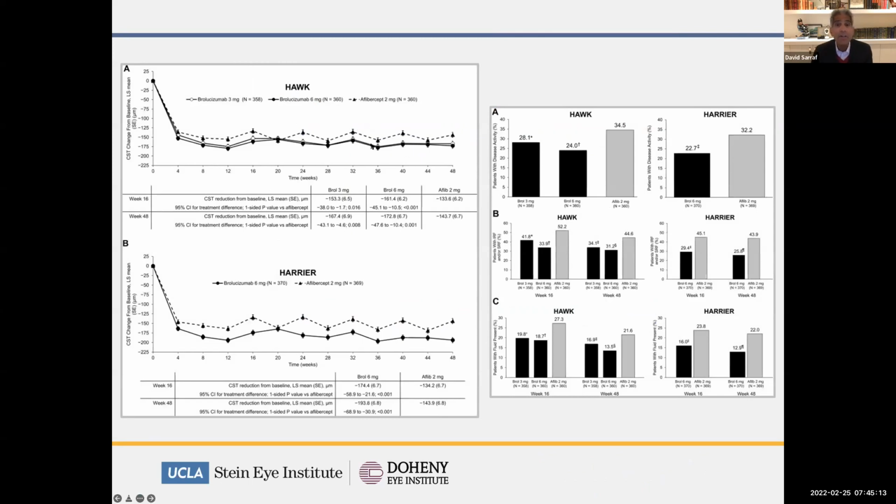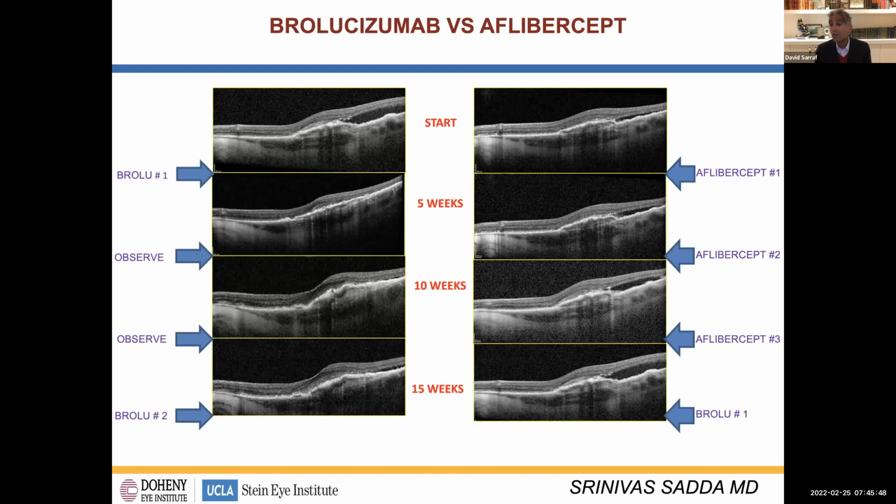In the HAWK and HARRIER trials, we also saw that the stronger anti-VEGF agent, brolucizumab, was associated with lower fluid. You can see in the brolucizumab arms in black, there is a greater reduction in retinal thickness versus the aflibercept arm that is dotted. And so the stronger anti-VEGF agent is associated with less fluid. So again, showing that fluid can be a reflection or an indicator of exudative and neovascular activity.